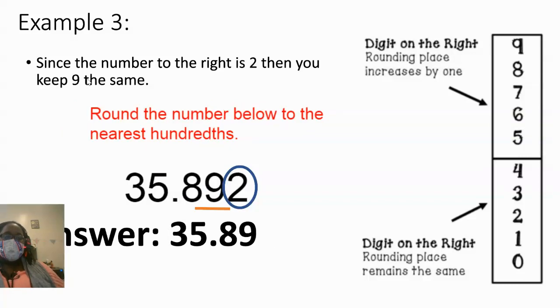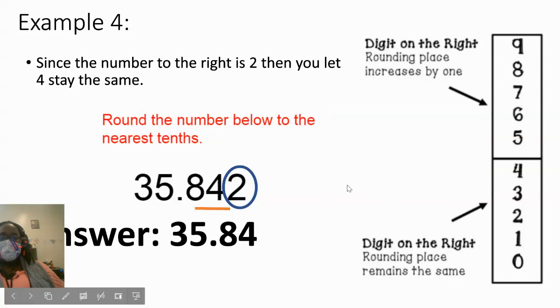Example number 3. They want us to round the number below to the nearest hundredths place. So we have 35.892. 9 is the hundredths place. The 2 is the thousandths place, I'm sorry. And so the 2 is below this line. Okay, so it's over here with 4, 3, 2, 1, 0, which means that since the number to the right is 2, then you're going to keep the 9 the same. So my answer on this example, I get 35.89. Okay, and again, make sure you copy these examples in your notes.